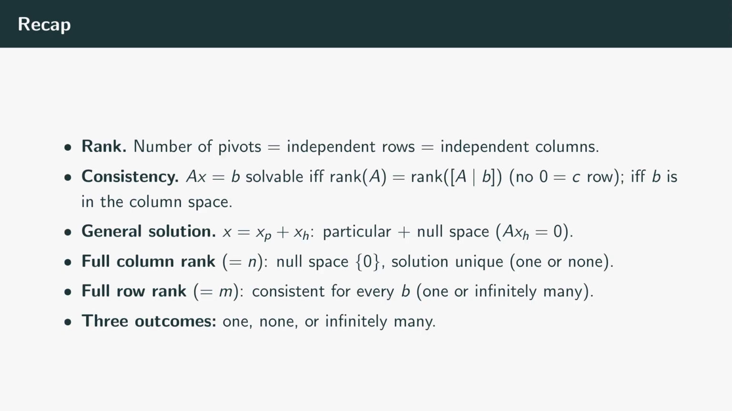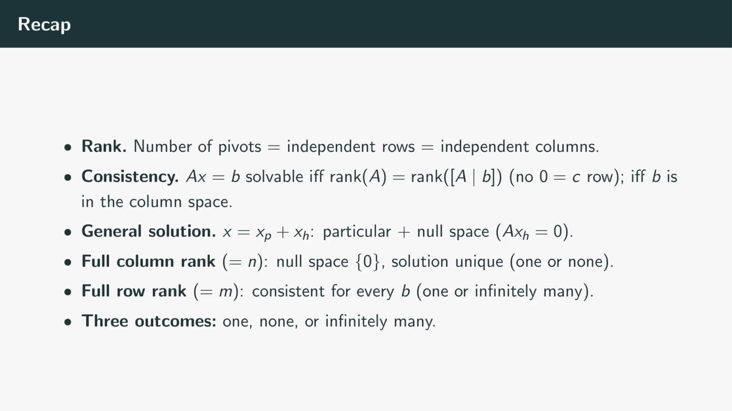Let's recap. The rank of a matrix is its number of pivots, which equals its number of independent rows and its number of independent columns all at once. Rank decides solvability. A system, Ax equals b, is consistent exactly when the rank of A equals the rank of the augmented matrix. Equivalently, when elimination never leaves a row reading 0 equals something non-zero, and when b lies in the column space. When the system is consistent, every solution is a particular solution plus a vector from the null space, the solutions of Ax equals 0.